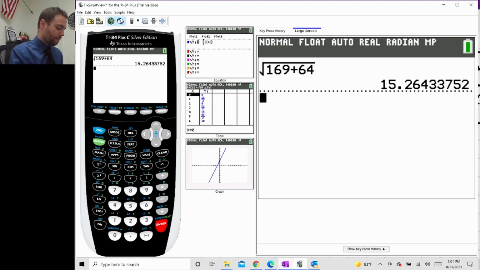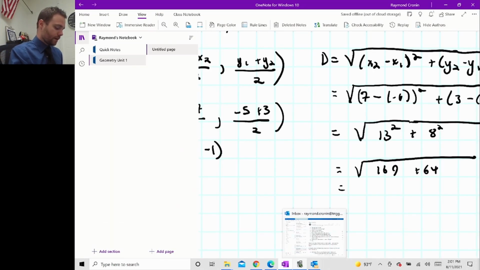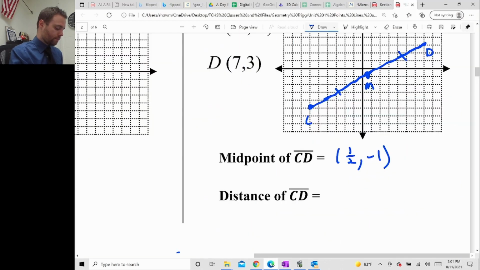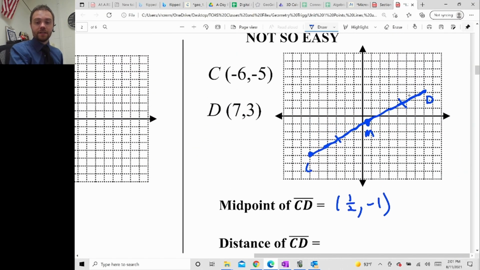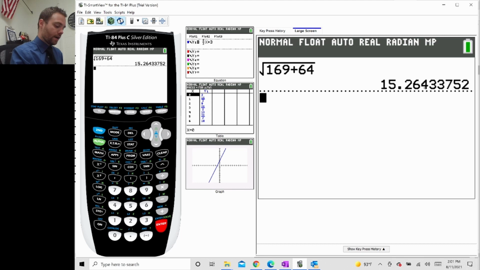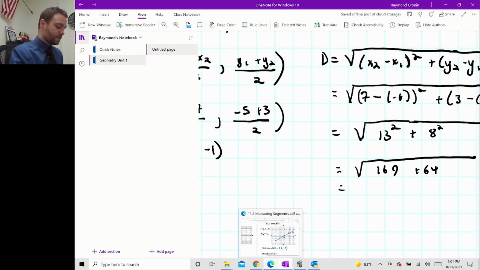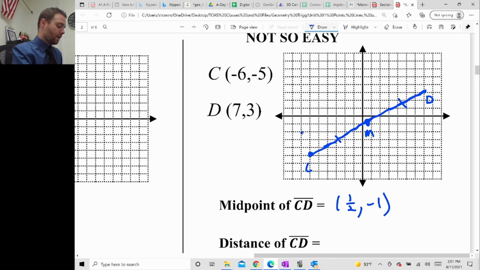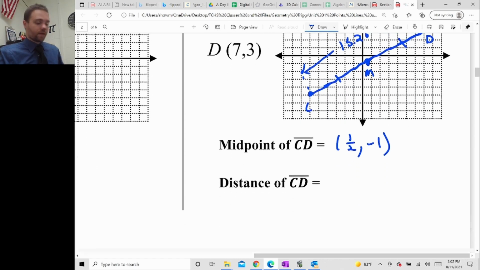So what that tells me is that if I measured the distance from C to D, let me make sure it doesn't round up. Yeah, it rounds down. If I measured the distance from right here to right there, it's going to be 15.26. Okay? And that's just the units, so each one of those blocks is 1 unit. Questions on that?